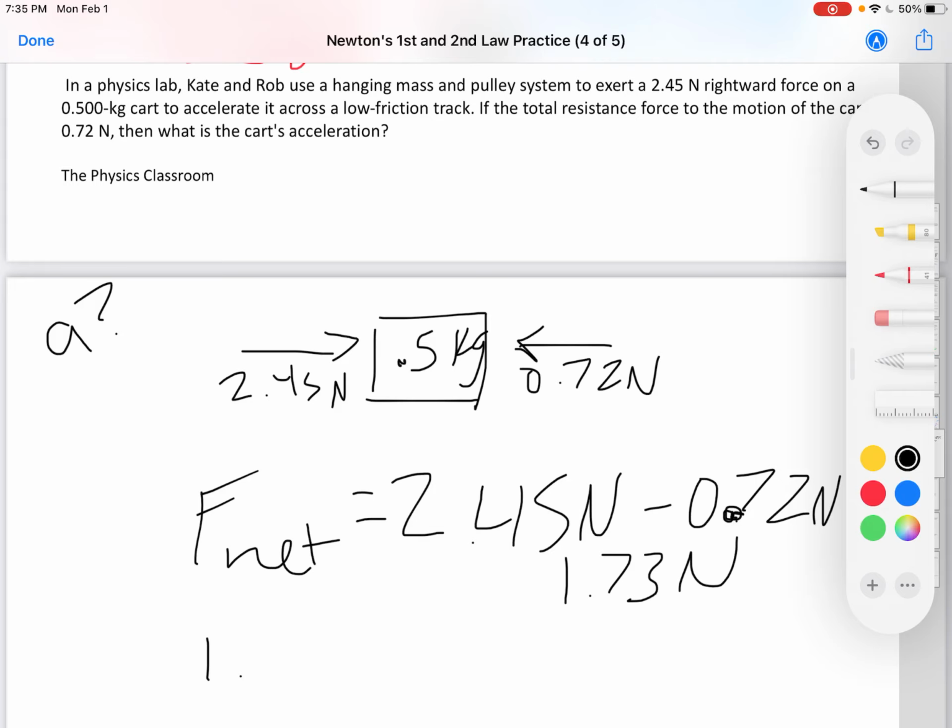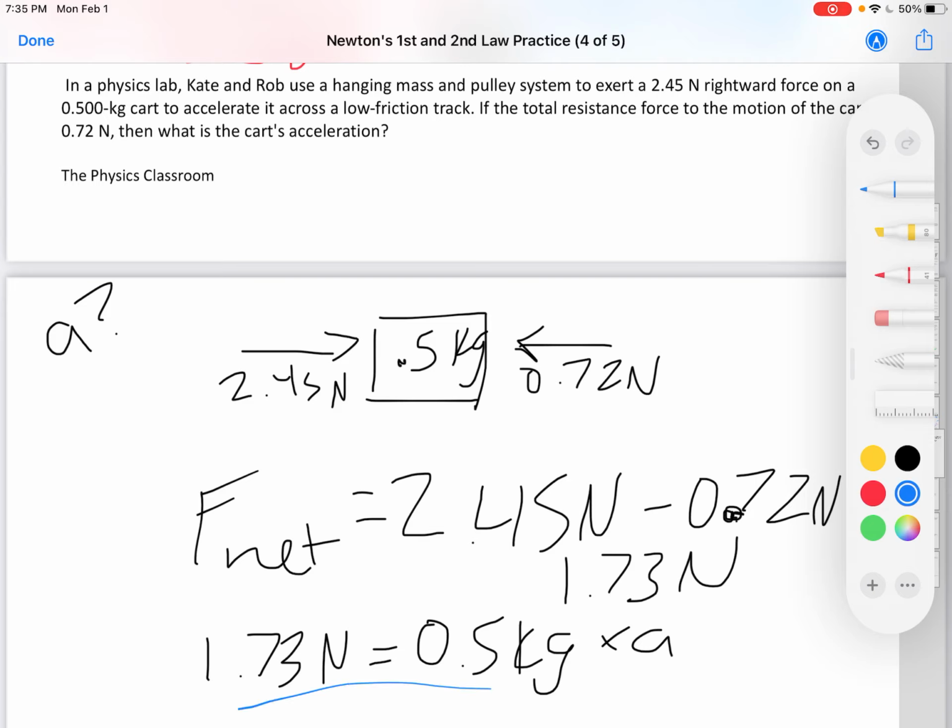Now that we have that, we can set up our equation. F equals ma. Newtons equals our mass, which is 0.5 kilograms, times acceleration. You have to divide both sides. And our acceleration is going to be 3.46 meters per second squared.